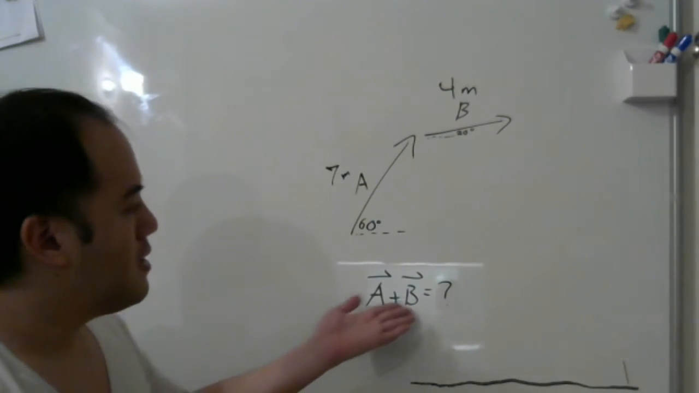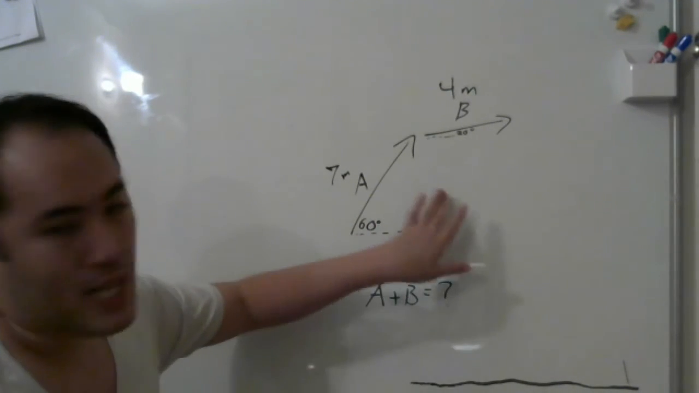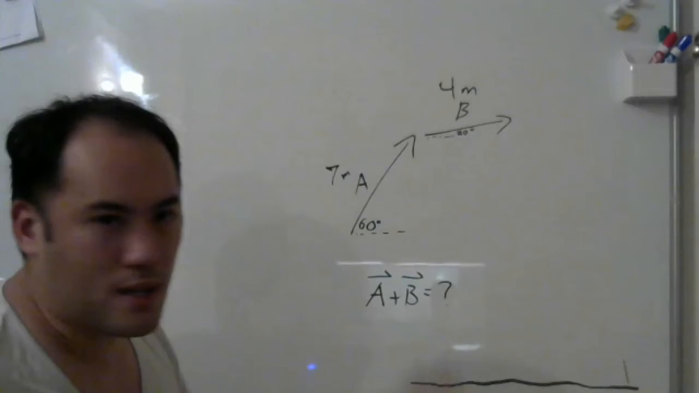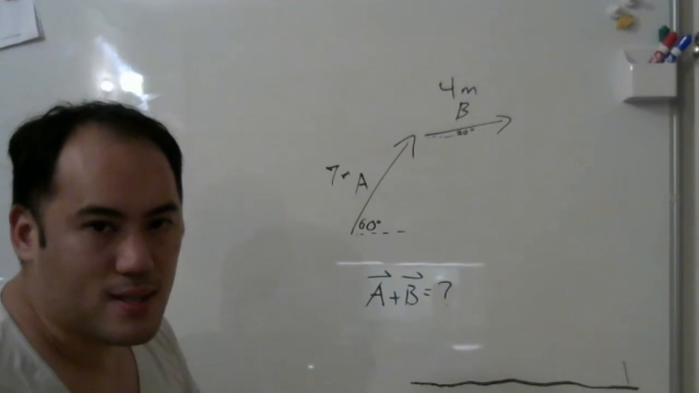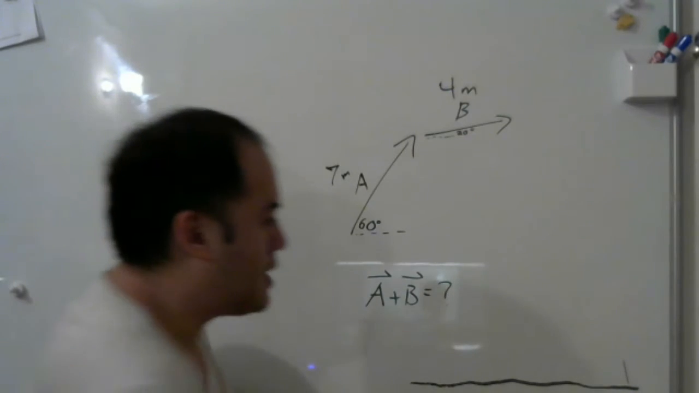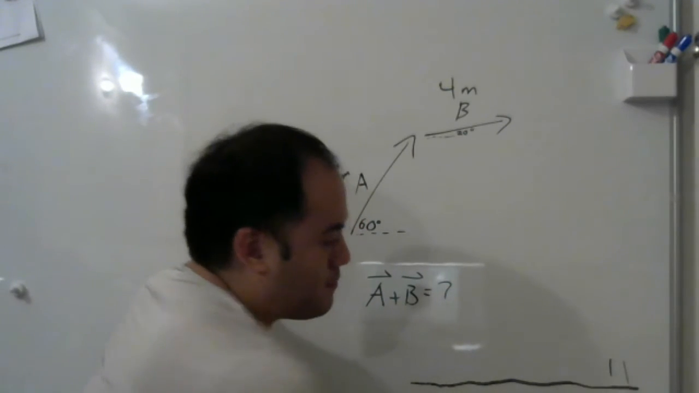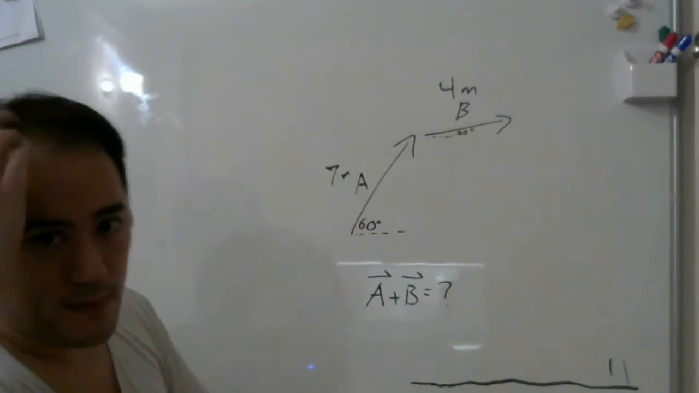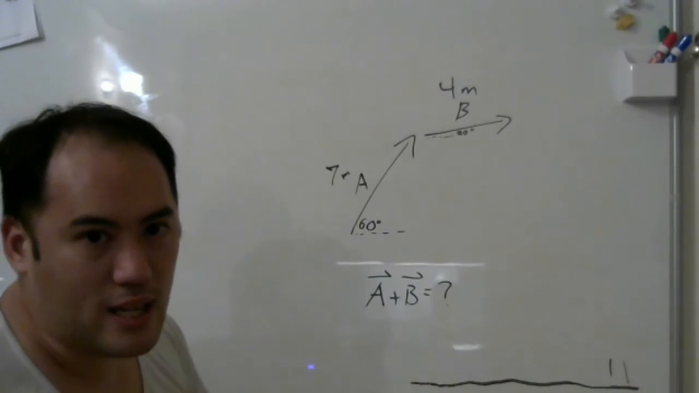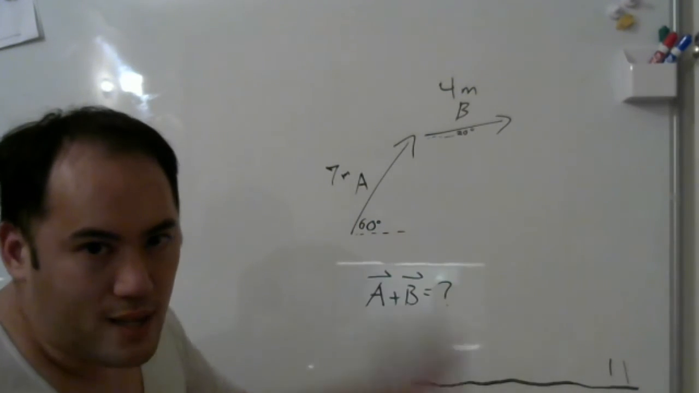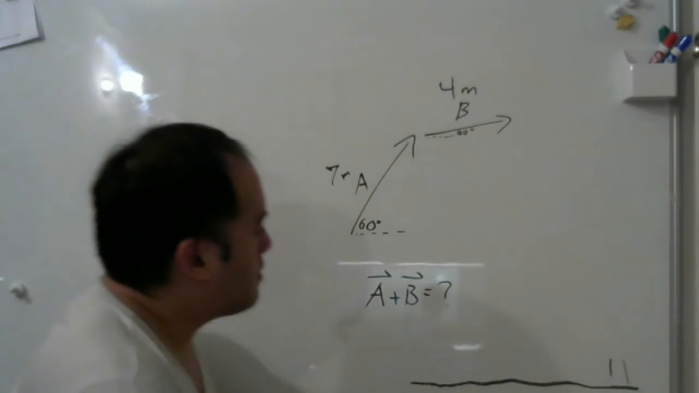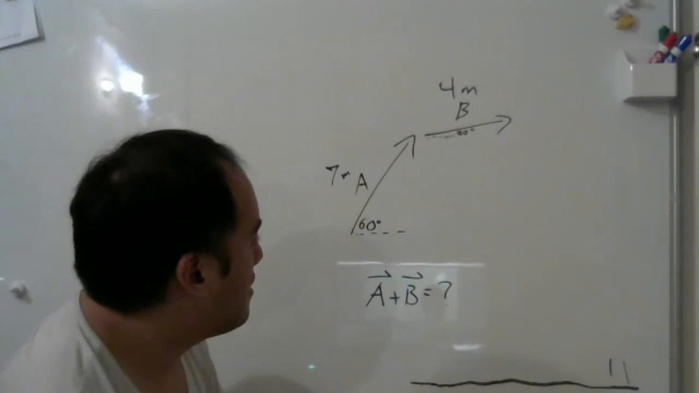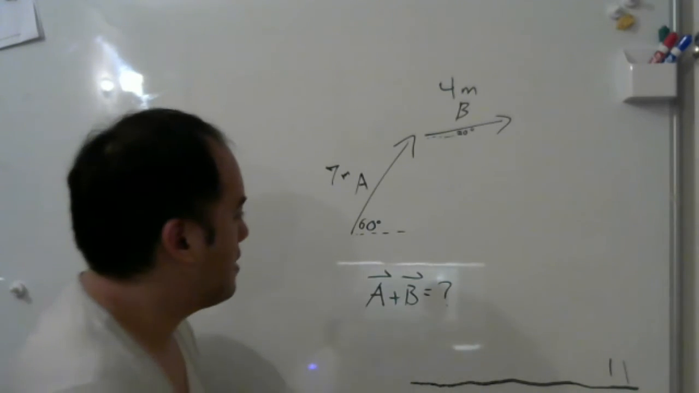But obviously, will A plus B have a length of 11 meters? What do you think? Will A plus B have a magnitude of 11 meters in this diagram right here? Tell me if it will or not. It will not. It's going to be shorter than 11 meters. A and B are not lined up in the same direction. So to find A plus B, you have to do this.